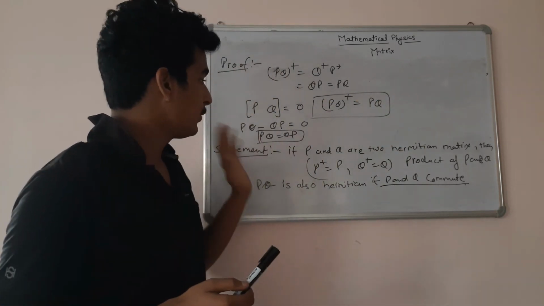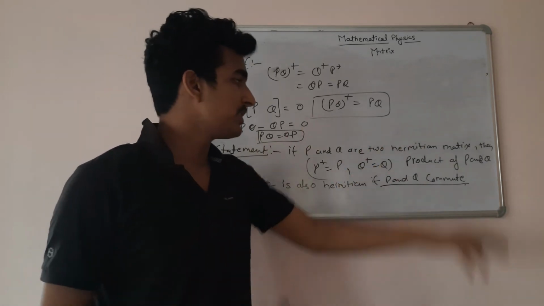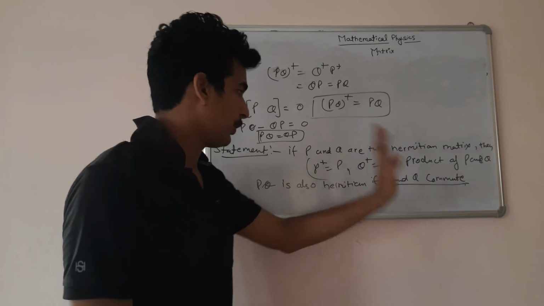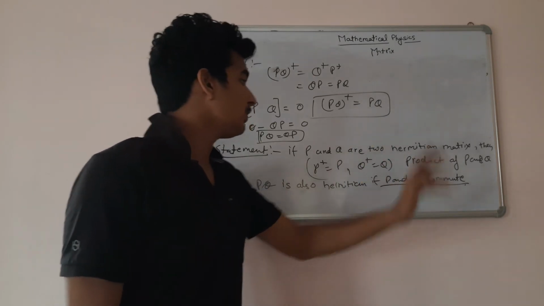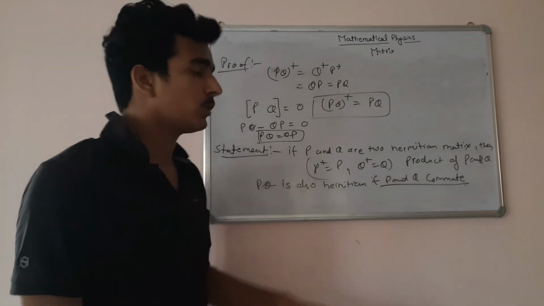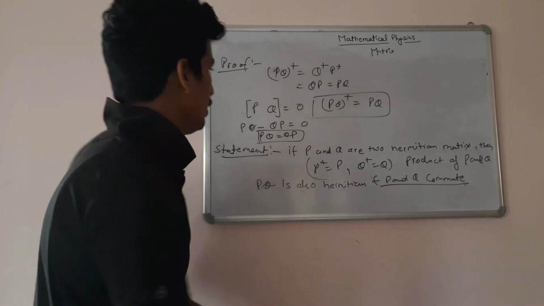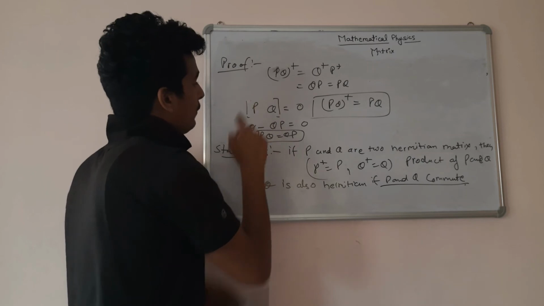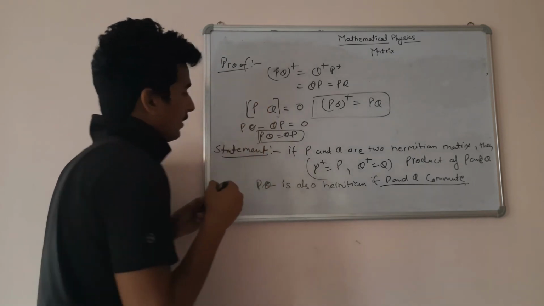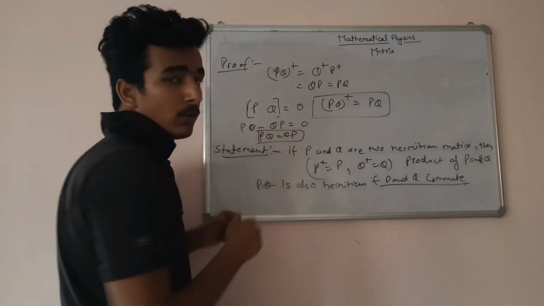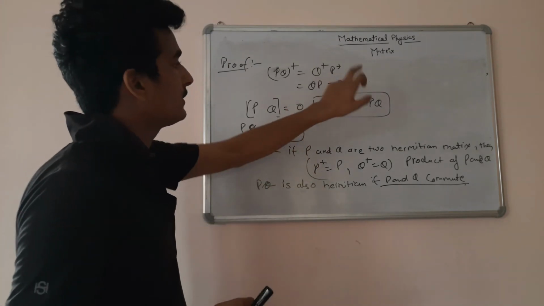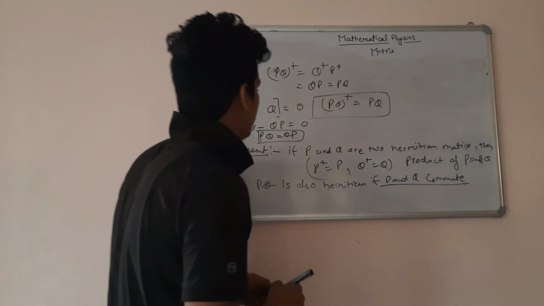So we have proved that if P and Q are two Hermitian matrices, so P dagger equal to P, Q dagger equal to Q, the product of P and Q, PQ, is also Hermitian if P and Q commute. If P and Q commute, then this condition is satisfied. This is the symbol of commutation, which means PQ minus QP equal to 0. So PQ equal to QP, we have put this here and we got this result.